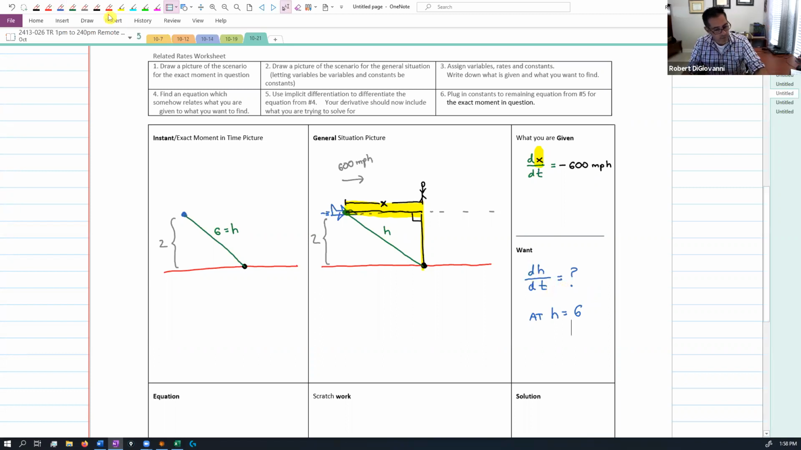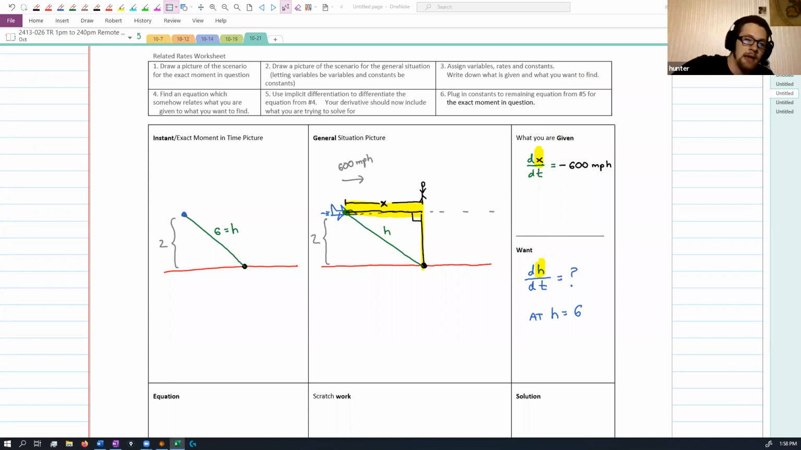So we want to know dh/dt, how fast that's changing at exactly the moment that H is 6. And we've made it to the point where we just need an equation, any equation, that relates H to X. Question: shouldn't that 2 also be taken into account? It may, because so far we haven't needed it, right? I would argue that's a Y. It is a Y, but it's not changing. It's fixed.